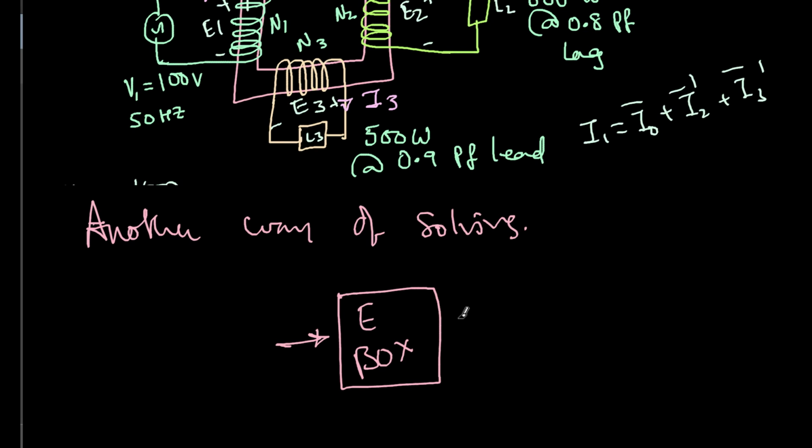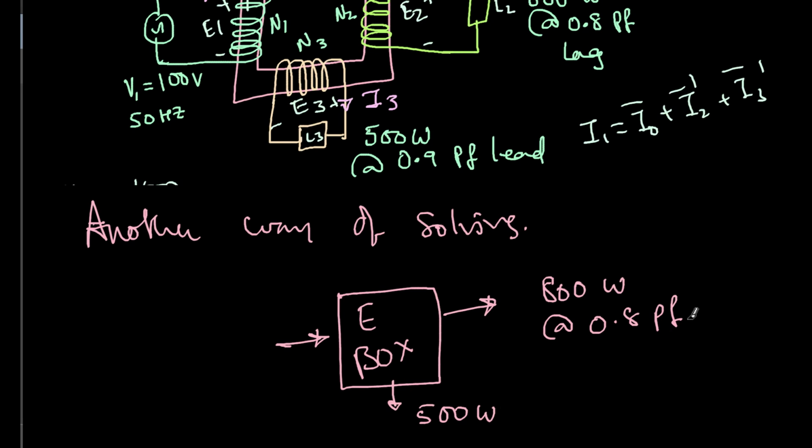There is one input and two outputs for these boxes. One of the outputs is 800 watts at 0.8 power factor. So this is power factor lag. And another output is 500 watts at 0.9 power factor lead.